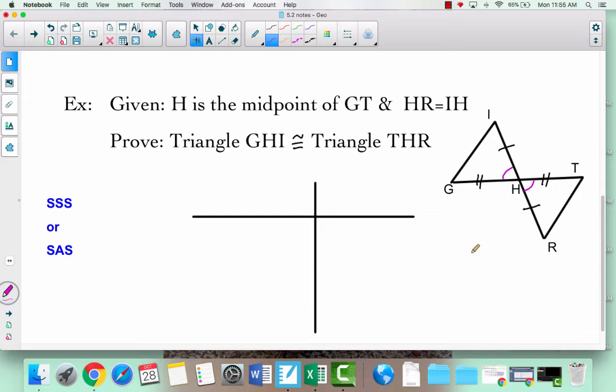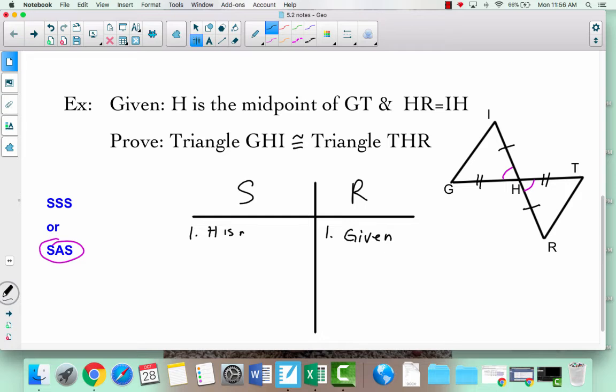So now that I've got my picture marked with everything I know is true, I have determined that I can use side angle side to prove the triangles are congruent. So when I set up my two-column proof, in the end I'm going to have to end with side angle side. So markings on your pictures will be very handy, and this is going to guide you through your steps. So let's go ahead and fill out this two-column proof. We know we have to start with the given. Hopefully that's familiar to you.